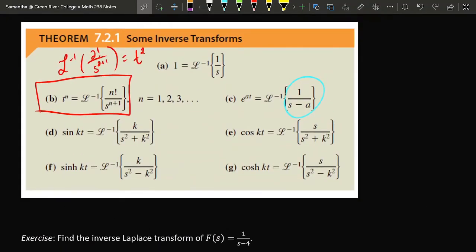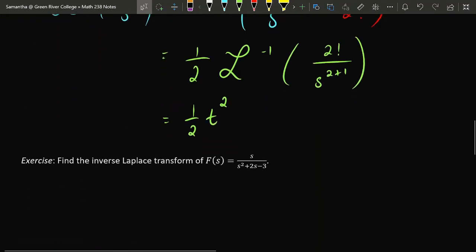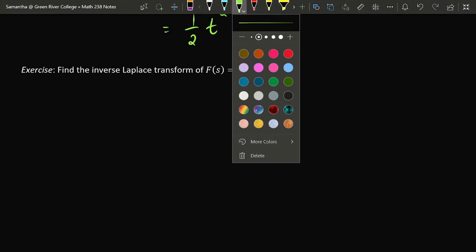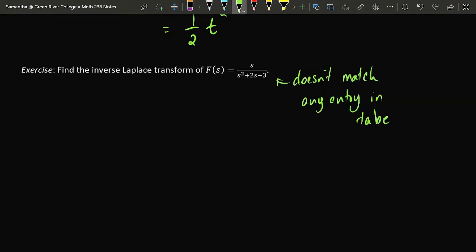Now scrolling back up to the table, I seem to be in big trouble. There are 4 entries in the table which have a denominator which contains an s squared. But none of the entries in the table have a denominator that contains both an s squared and an s, like my expression does. So when you have a rational expression that doesn't quite match any of the entries in the table, the idea is to try partial fraction decomposition.